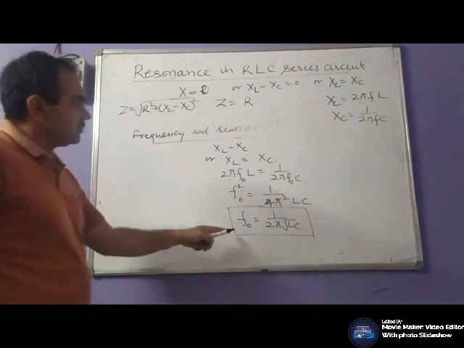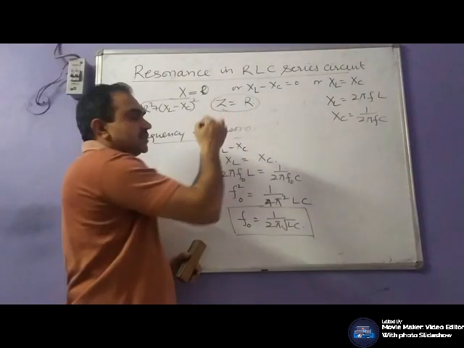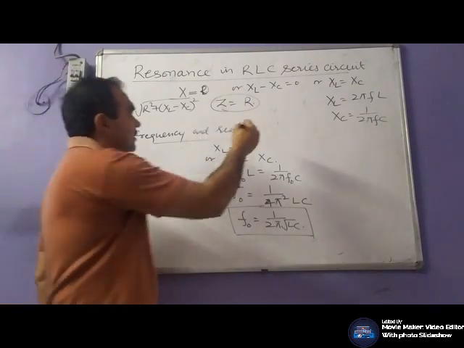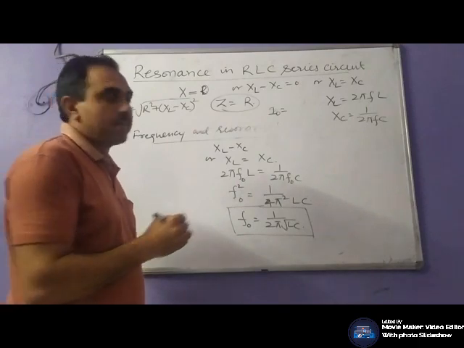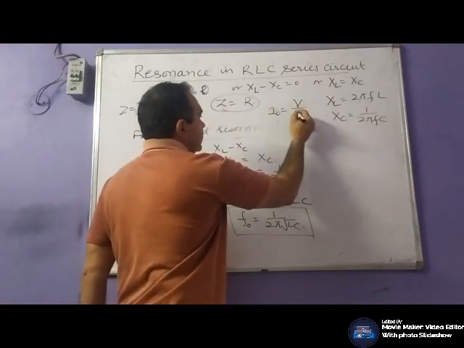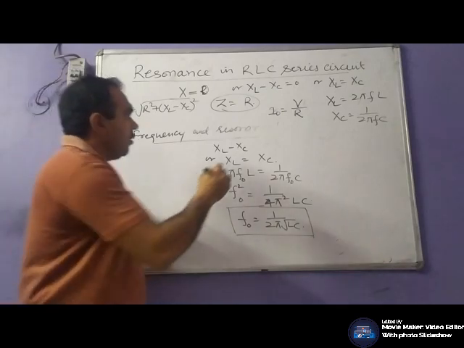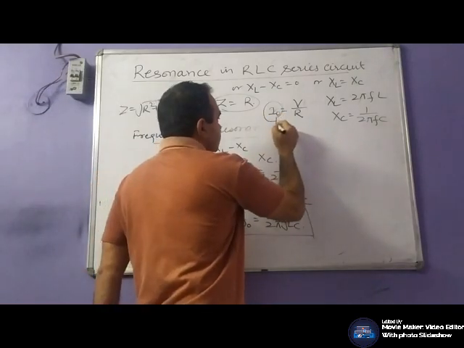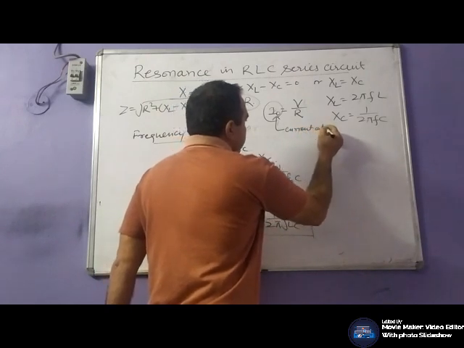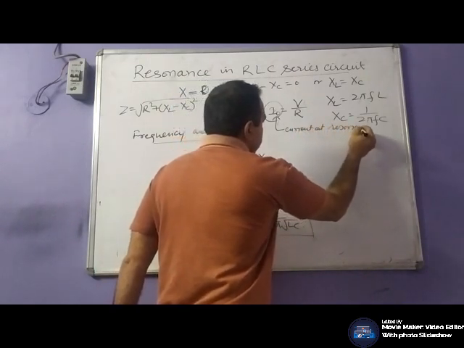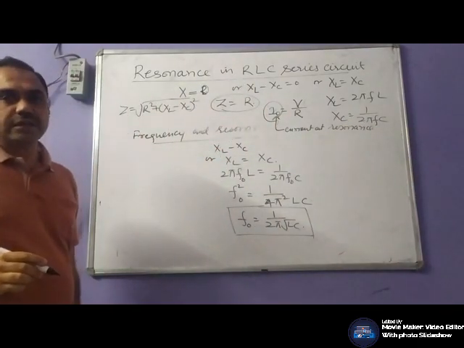And at this particular resonance, when your impedance becomes equal to resistance, your current in the circuit would be given by V by R. This I naught is the current at resonance, and this will be the maximum value of the current.